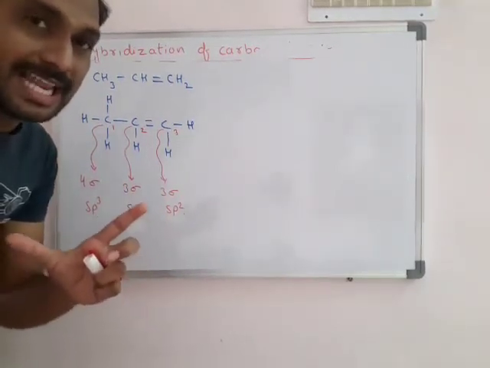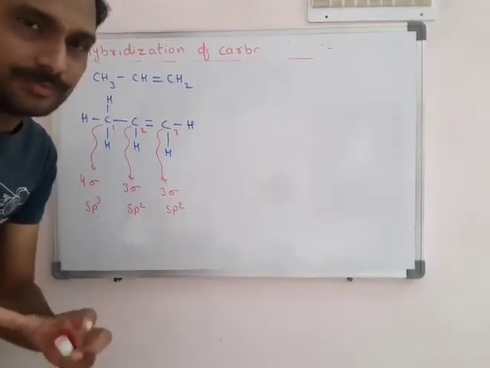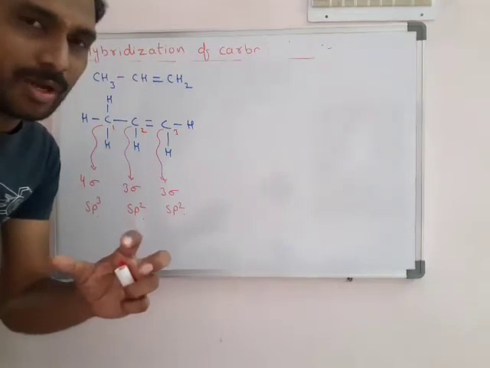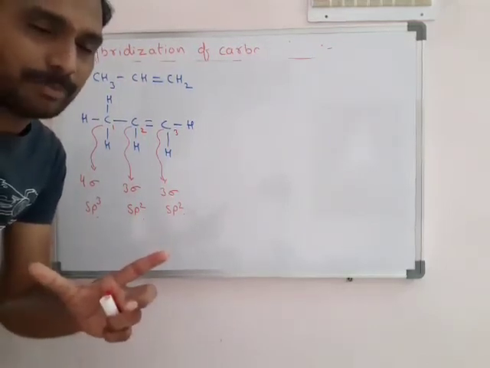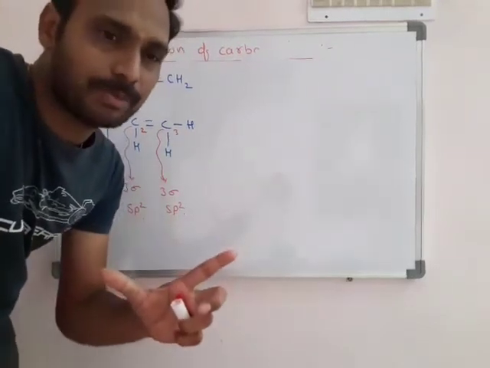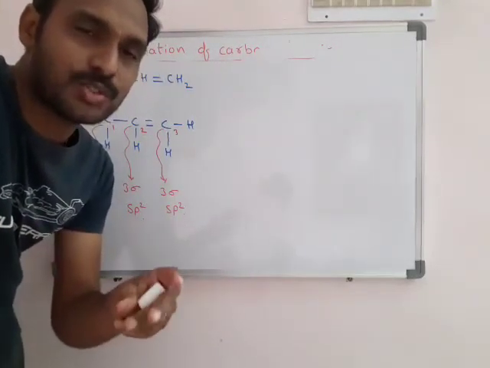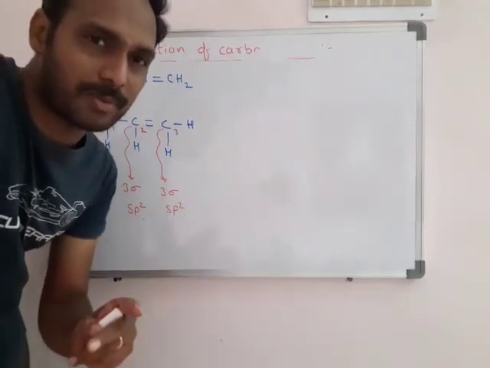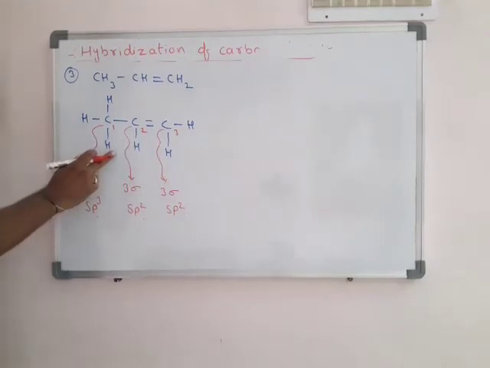Hydrogens never involve in pi bond formation because s orbitals, due to the spherical shape of the s orbital, it is not possible to involve in pi bond formation. So now the hydrogens directly form pure orbitals.